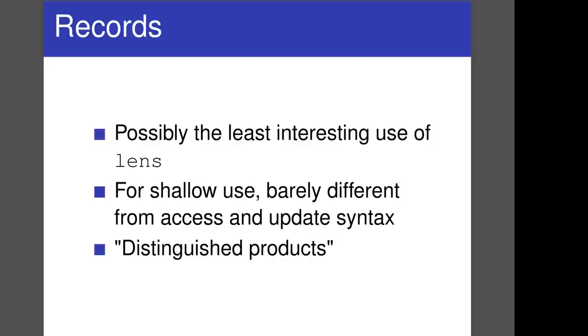And I've had applications where I tried to use lens everywhere just because lens, and then I was like, well, I could just be using record syntax for this. So records, in a way, are sort of distinguished products. They're just collections, but where every field has a name.